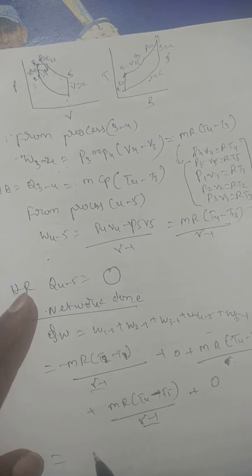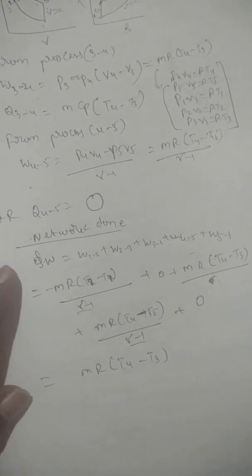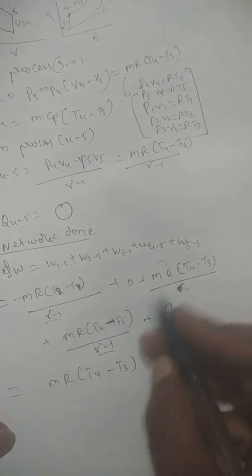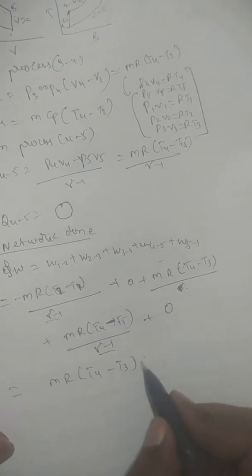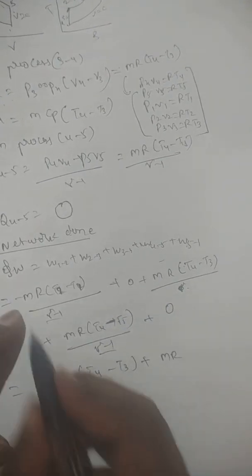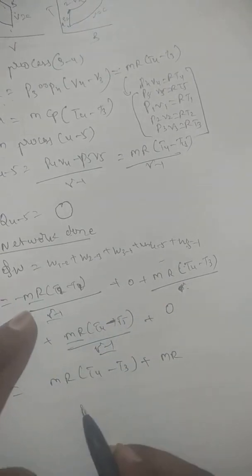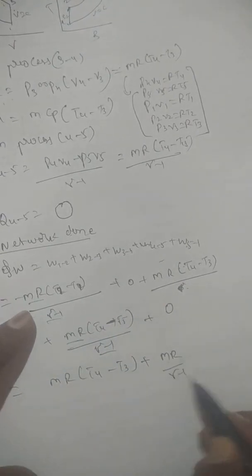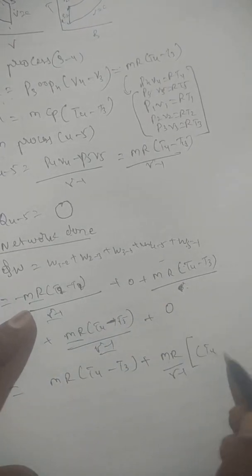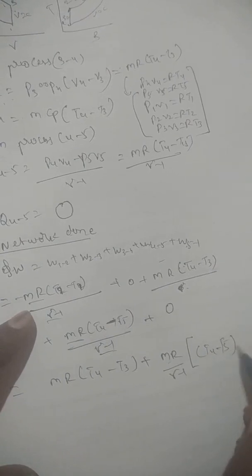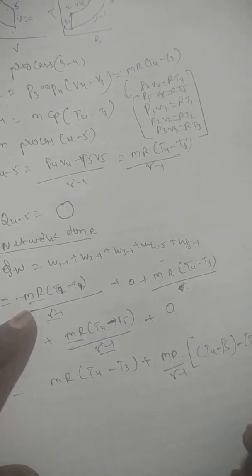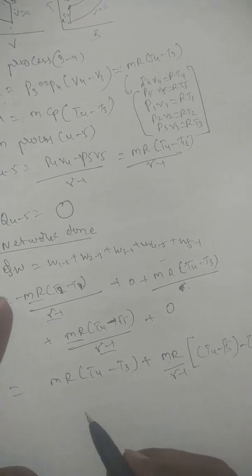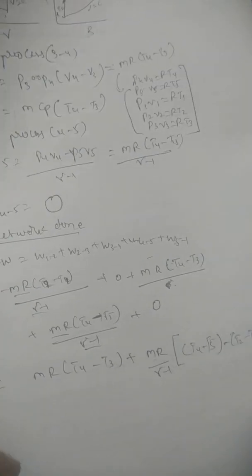This will be like MR T4 minus T3, plus I can also write MR. I will be taking common MR among these two, and I will be writing here gamma minus 1 common, and this will be like T4 minus T5 minus T2 minus T1.